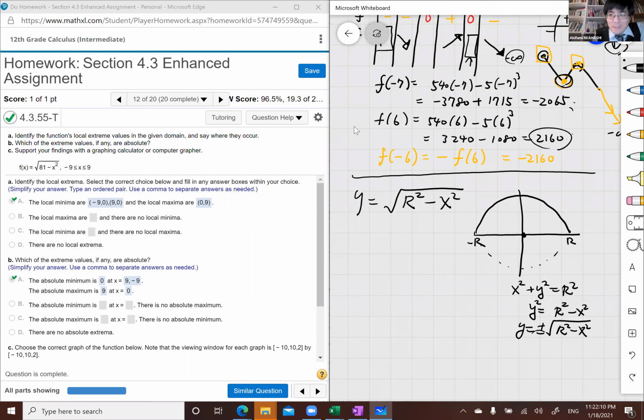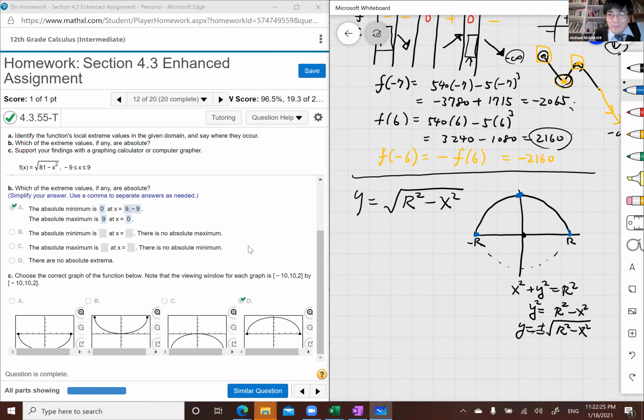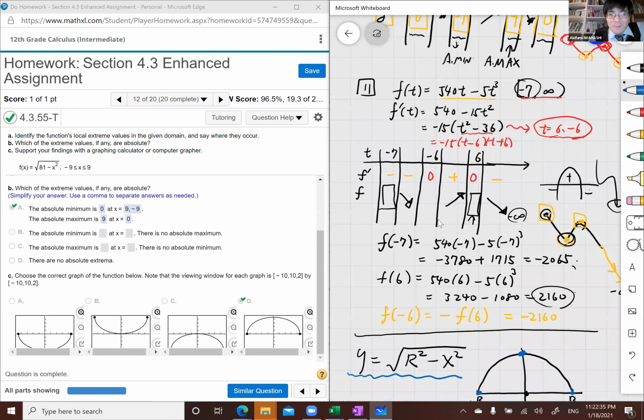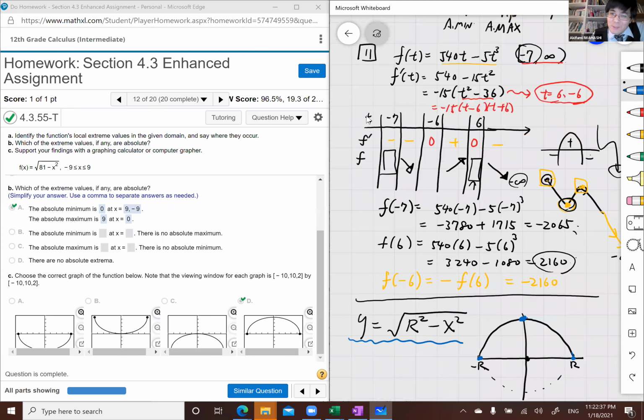And once you know that, this is an absolute maximum, local maximum, this is an absolute minimum, local minimum, and this is an absolute minimum and local minimum as well. So you should be able to answer these questions rather quickly if you know that this is a semicircle function. Okay. If you don't, then you will have to follow the same procedure like I explained in the previous problem.